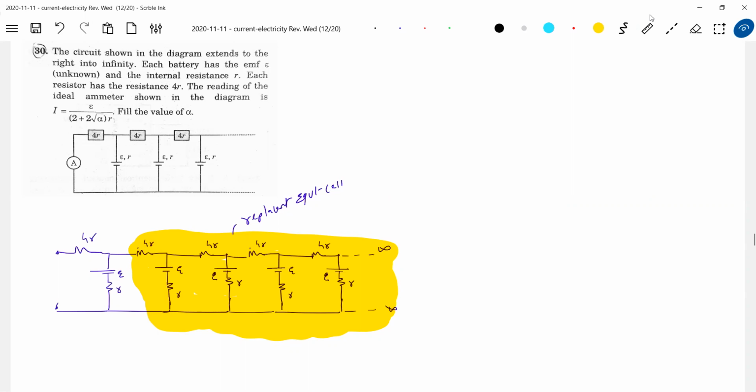So what is the EMF of that cell? Let it be E. And the equivalent resistance, let it be R. We don't know that value. Both EMF and R, we don't know. And for this network, if you omit this part, it means instead of calculating at AB, if you calculate at CD, what would be your answer?